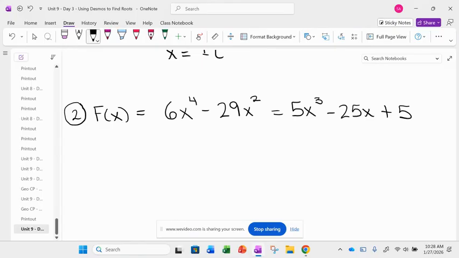Before you do anything, what should you do here? It should be the first thing you do, before you do p over q. Charlie? Same side. Good. Oh, sorry. I should have never put f of x equals. Sorry. That's a little confusing. All right. We want to move everything to the left side. You want to move everything over to the left side to make it equal 0.